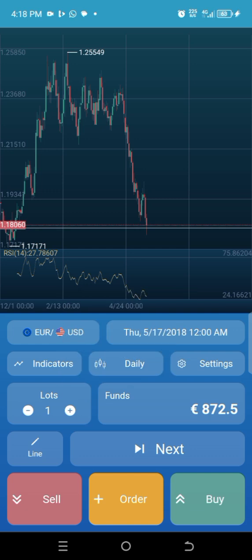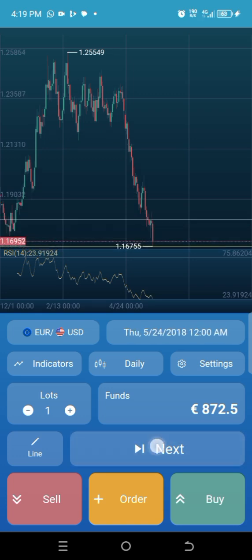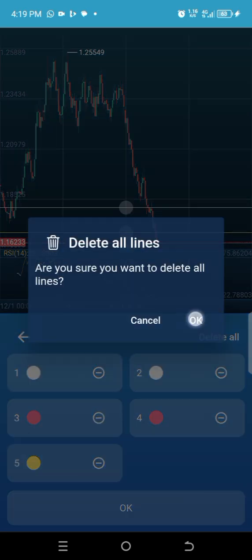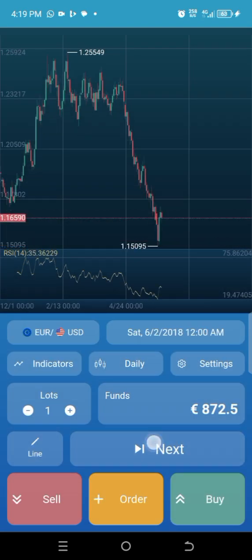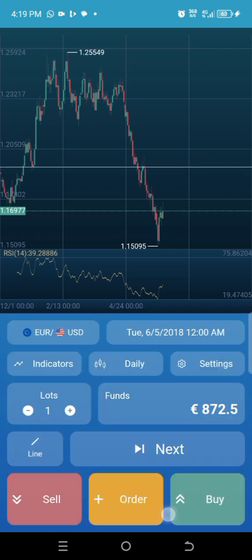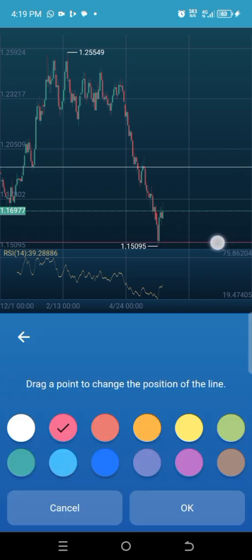There were lines here. I've removed the lines, so let's continue the backtest and see how far this goes. Let me remove the lines. So we have our area of interest. I'm just not going to keep repeating myself. I'm just going to be trading as I will for the rest of the pairs.